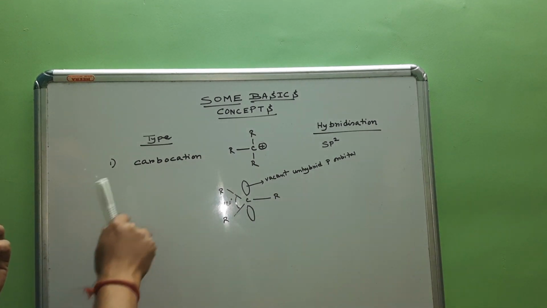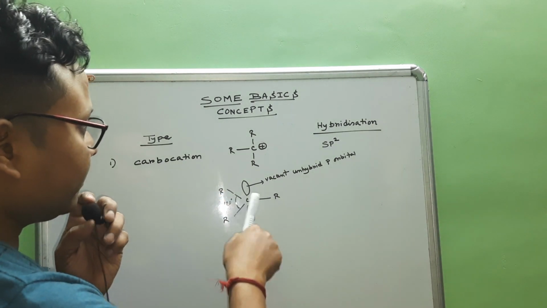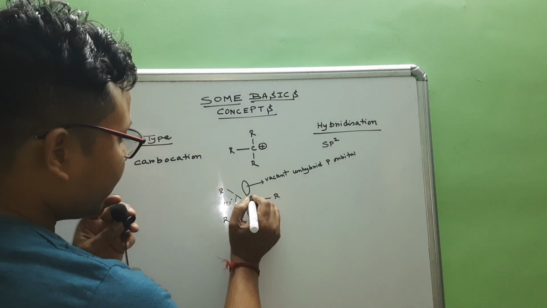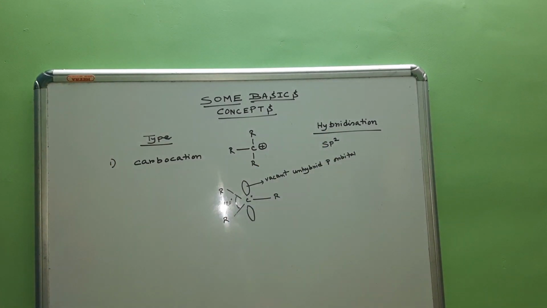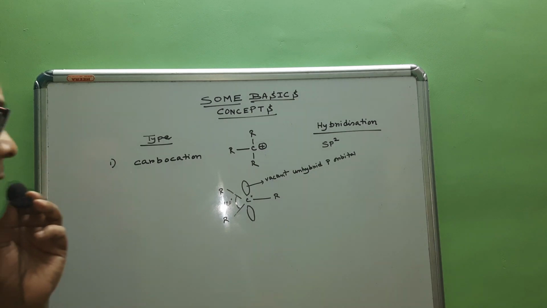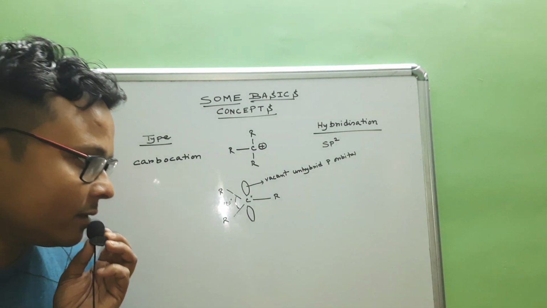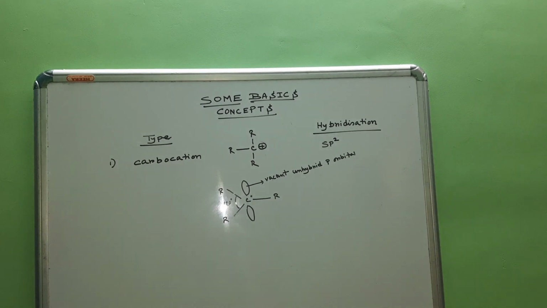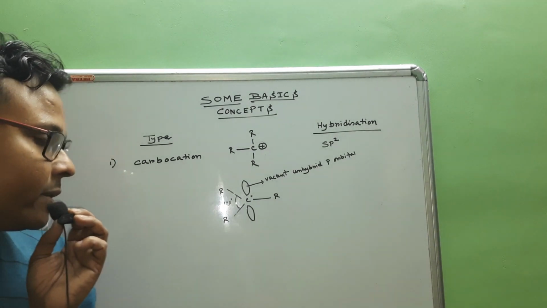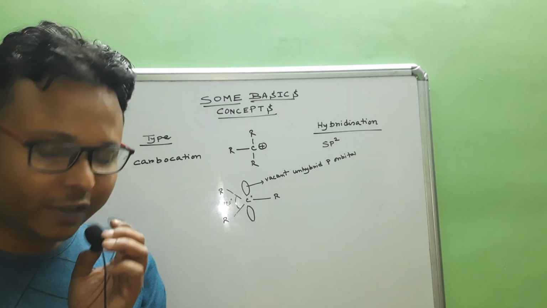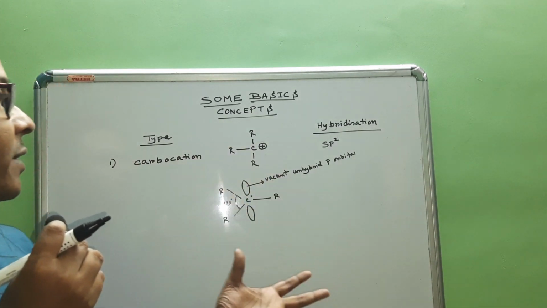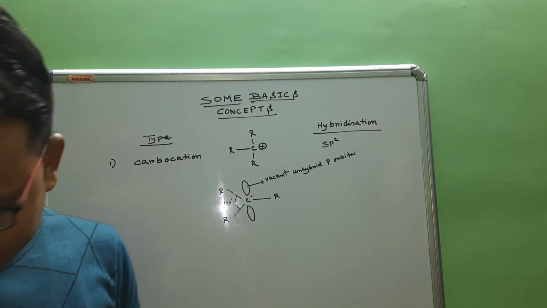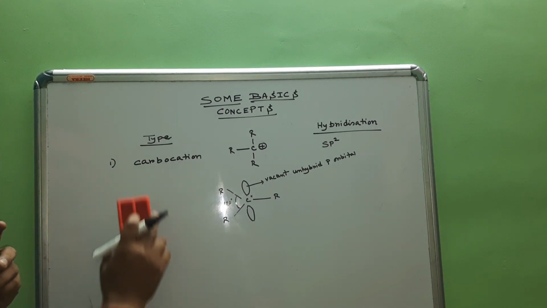So this is the special kind of carbocation. The carbon atom bearing the positive charge is sp2 hybridized. I am not discussing the stability of the carbocation now, and we can discuss the stability of the carbocation in the next lecture. I am just discussing a brief of some basic concepts. So now carbanion.